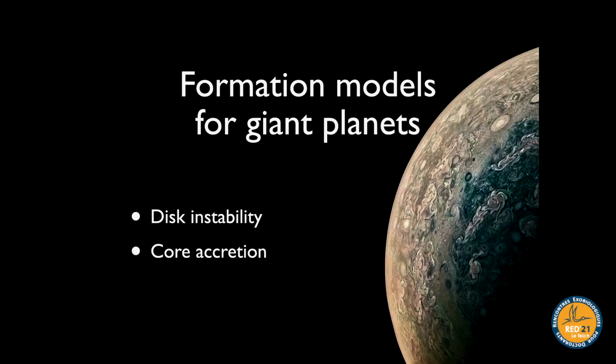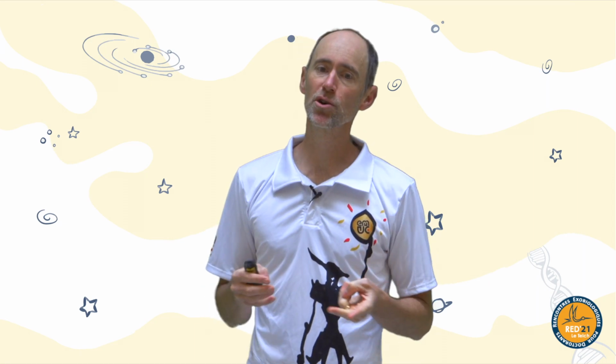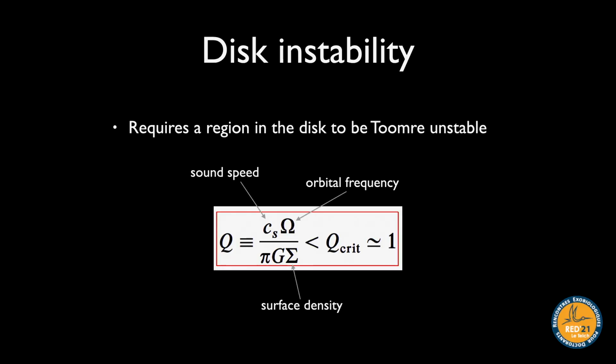So now let me go through formation models for giant planets. There's kind of two main ones. The predominant one is the core accretion one, but first I'll talk about the disk instability idea. The disk instability idea basically requires that some region in the disk is dynamically unstable. It means it wants to kind of clump and form a gravitational clump. And there's a simple way to formulate this using a Toomre criterion. All right, it's not too important. If you want to go into the details, you can. But very simply, it can be quantified like that.